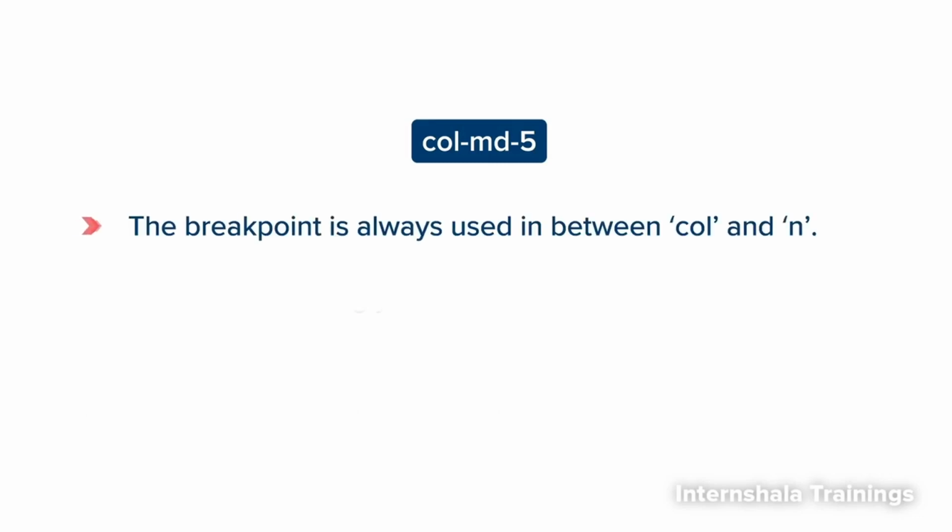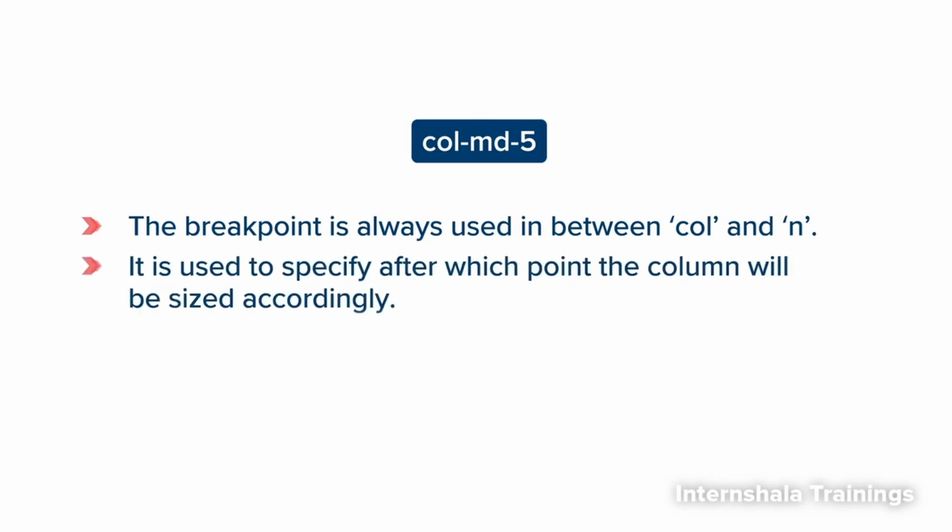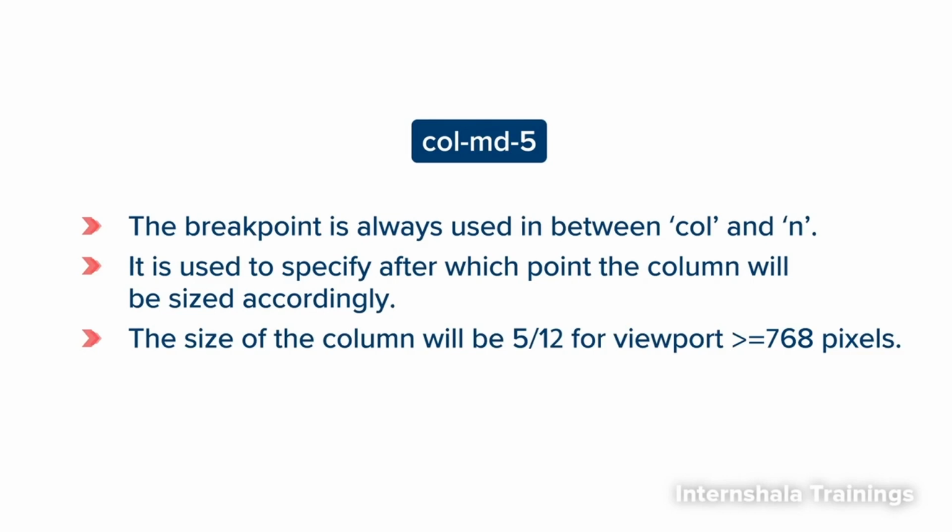Say we have a value of a class as col-md-5. First, the symbols are always used in between col and value of n. Like here, we have md in between col and 5. This is a rule that you need to remember. Secondly, they are used to specify after which point the column will be sized accordingly. So, col-md-5 means for screens or viewports greater than or equal to 768 pixels, the size of the columns will be 5 by 12.